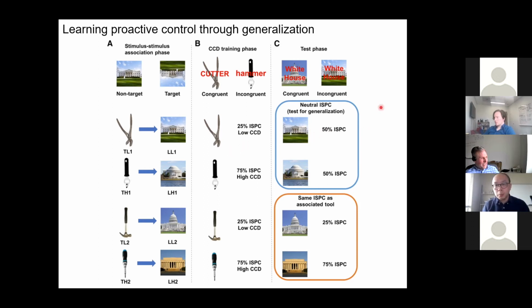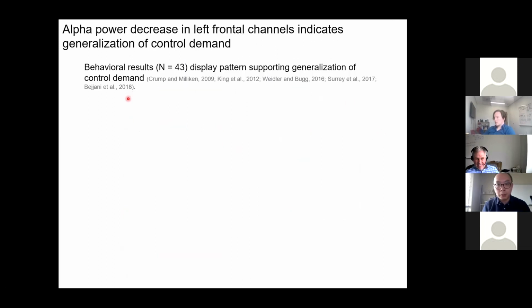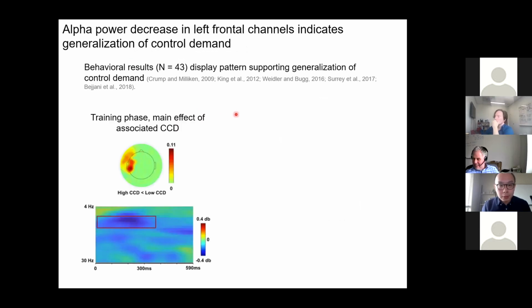So indeed, behaviorally, we show that there is such a generalization effect. This replicates those previous studies showing the transfer or generalization in cognitive control. And then we further wanted to look into the brain and see if there's any neural evidence suggesting this generalization. So the first thing we test is the main effect of associated control demand.